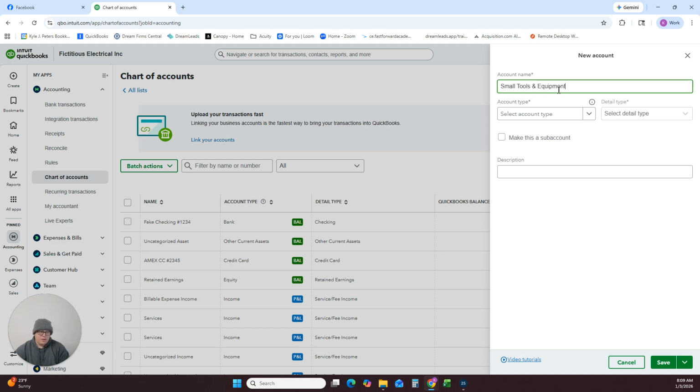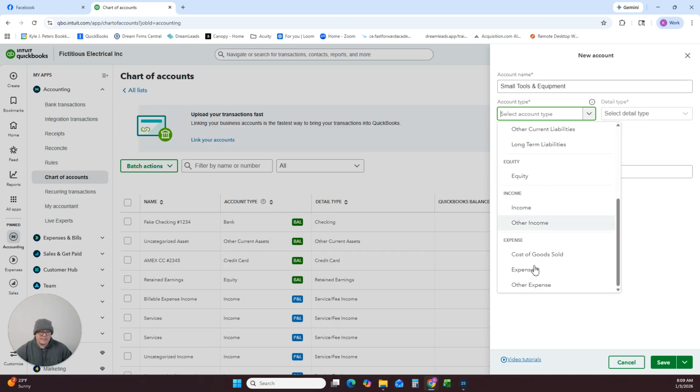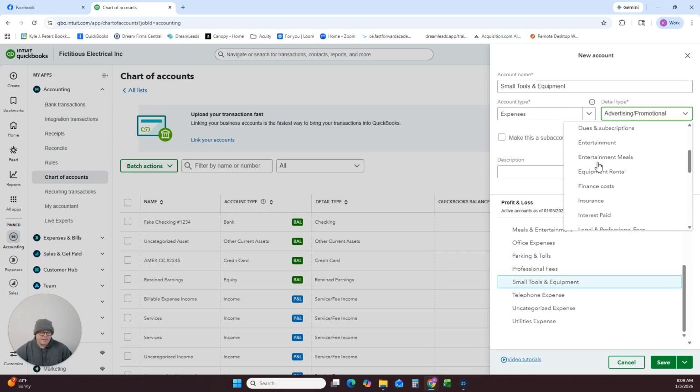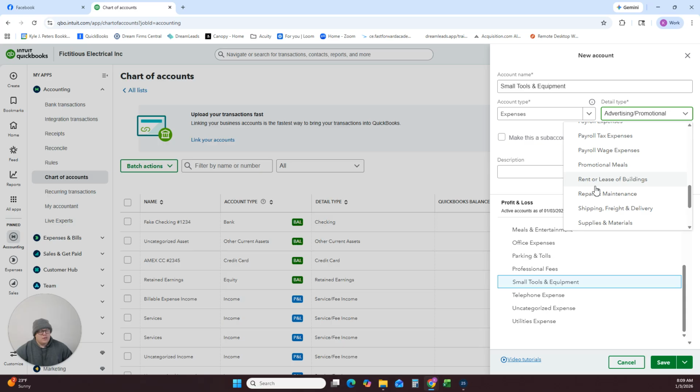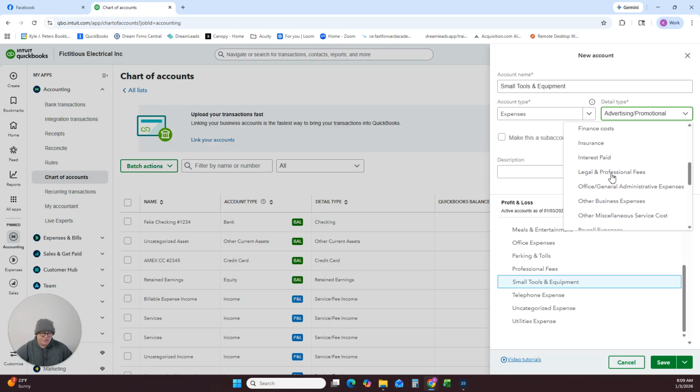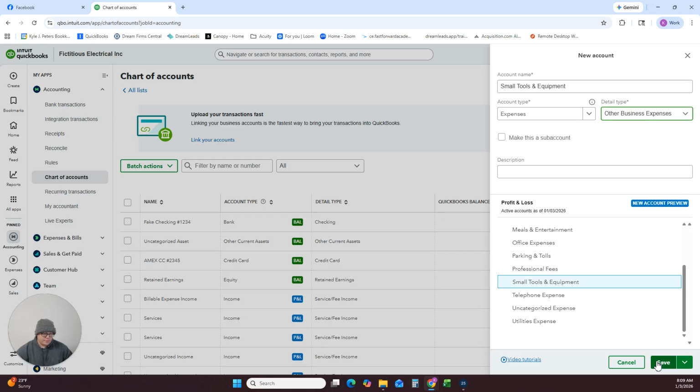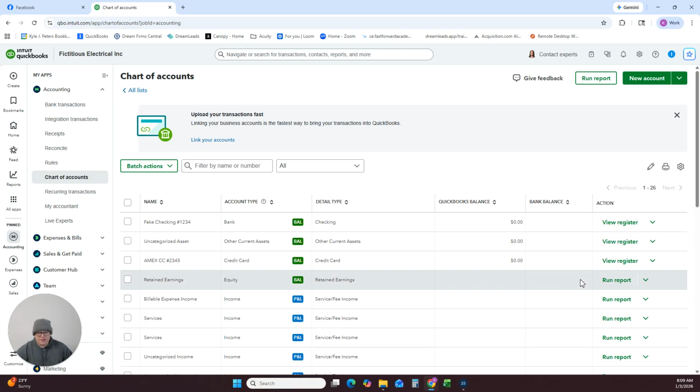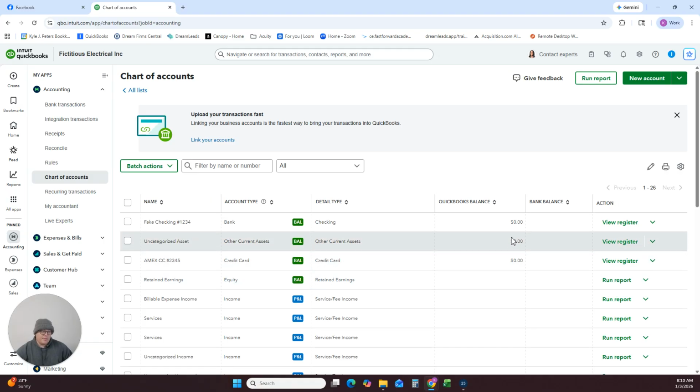Small tools and equipment. This is like minor purchases. You're not going out and buying a big, huge piece of equipment. You're buying hammers, nail guns, screw guns, small tools that you carry in your truck or whatever. If it was over $2,500, you'd actually put it on the balance sheet as a fixed asset. So you just do equipment purchases and it would be a fixed asset, but I'm not going to go into that right now.